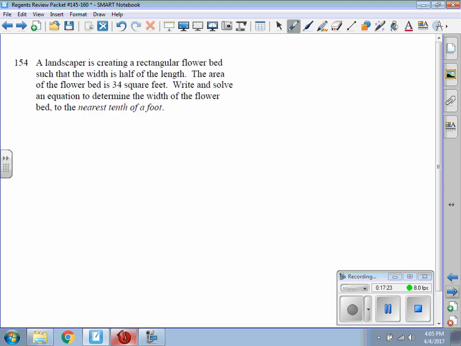154. A landscaper is creating a rectangular flower bed such that the width is half of the length. I see a rectangle in the problem, so I'm going to draw a rectangle. The area of the flower bed is 34 square feet. Write and solve an equation to determine the width of the flower bed to the nearest foot.